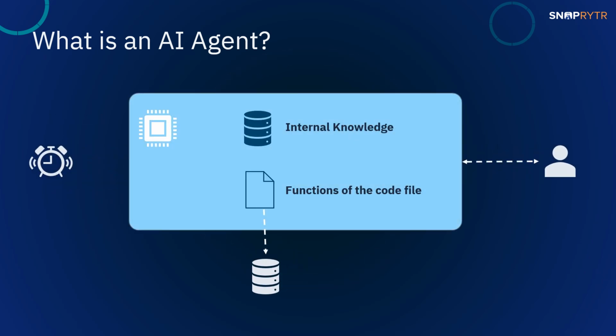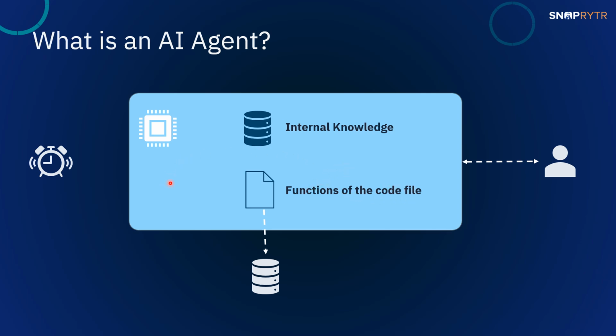So inside an agent, it has two things. Its own internal knowledge. You can say that it's your business knowledge, product knowledge, service knowledge. This is your knowledge. It is related to your custom information. You will provide this information to the agent. It is just like onboarding a new hire. When you onboard a new person, you let them know the information about your business and you tell this agent the required information. Number two, it has functions that are written in the code file.